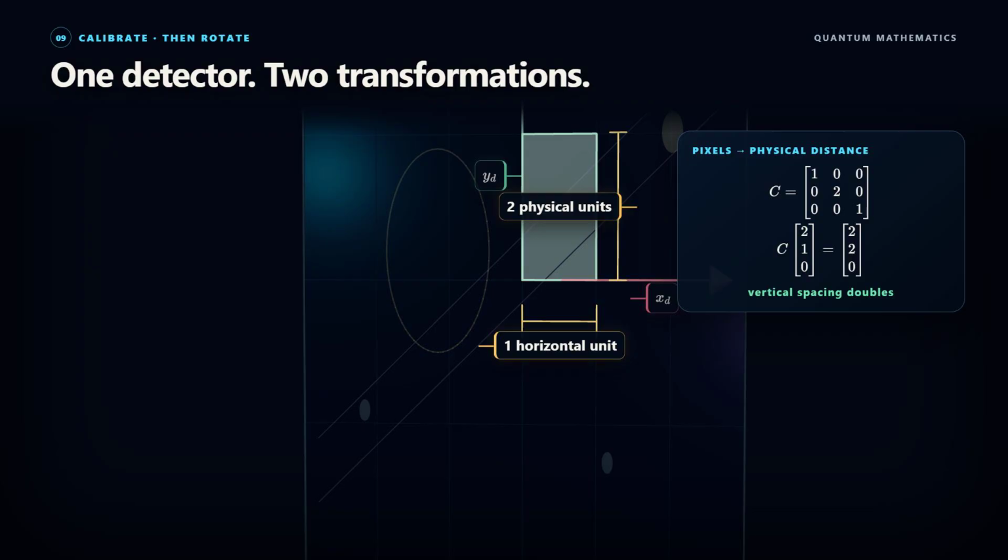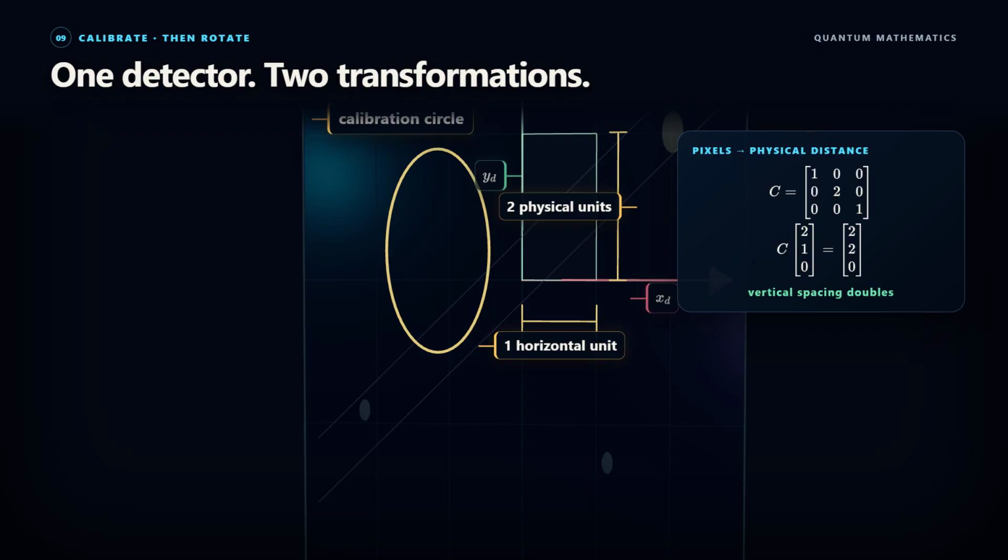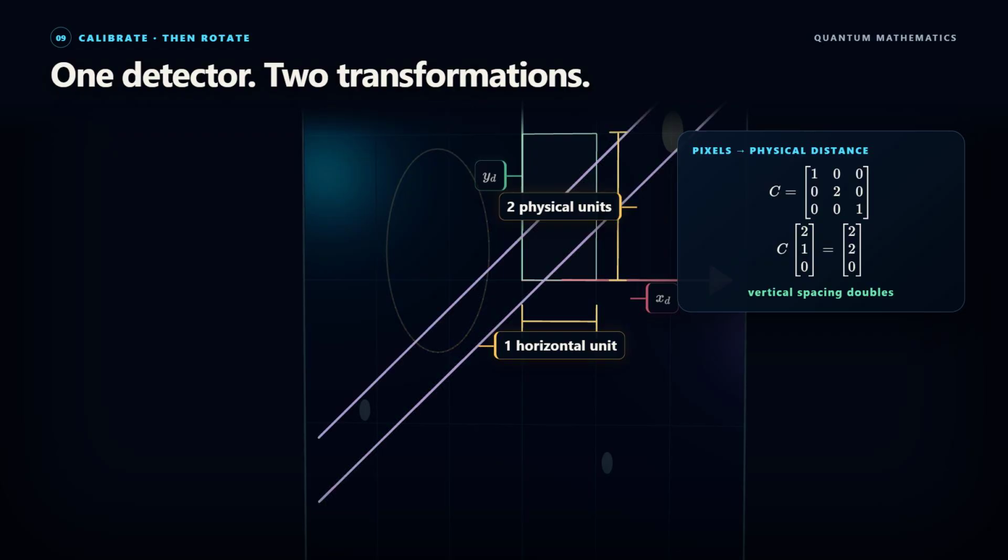The hit moves upward, but do not stare only at the hit. The entire grid stretches in the same direction. A 1x1 address cell becomes a 1x2 physical cell. The circular calibration mark becomes an ellipse. Parallel lines stay parallel, and straight lines stay straight, because scaling is a linear transformation. Calibration has converted pixel counts into physical detector distances.